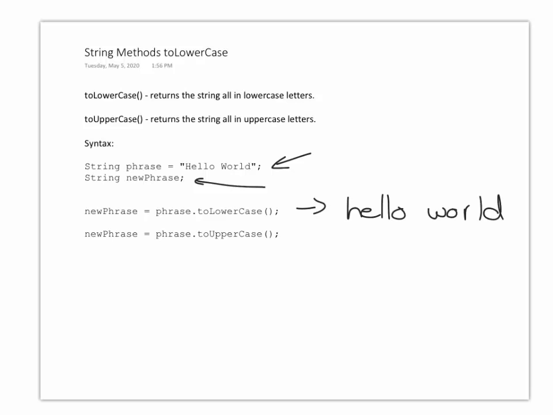So you can see there's a capital H and a capital W here in the original string, but because we're going to lowercase, it converts everything to lowercase letters. The same thing happens with this new phrase here for uppercase. This is going to convert everything into uppercase letters.